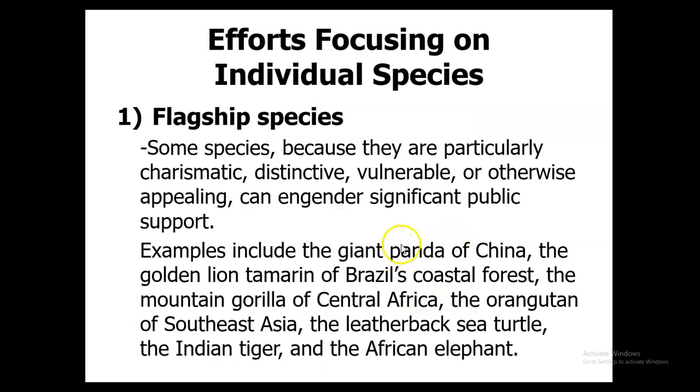So when you look at these, you have what's referred to as flagship species. These are going to include species that are charismatic, distinctive, vulnerable, and appealing. Generally, they're going to stimulate significant public support, and the preservation can serve to preserve other species as well, like the giant panda, the golden lion tamarin, the mountain gorilla, the orangutan, the leatherback sea turtle, Indian tiger, and African elephant.